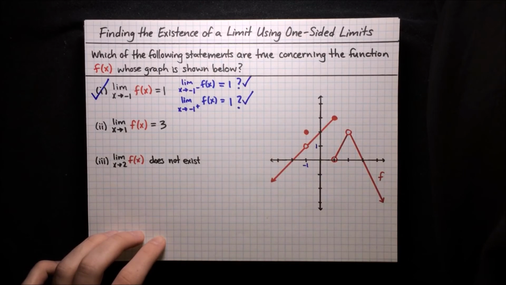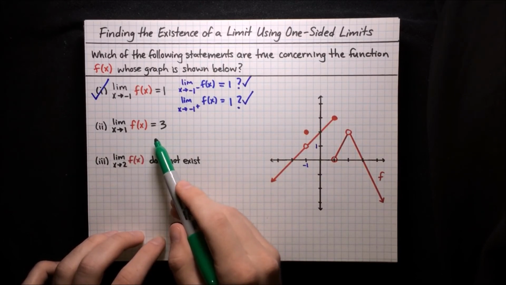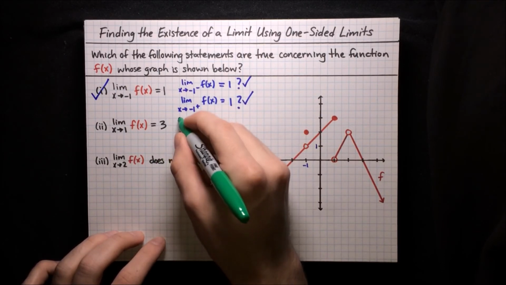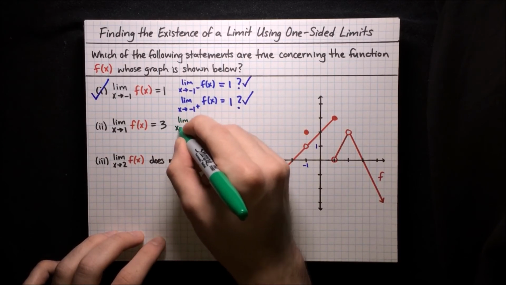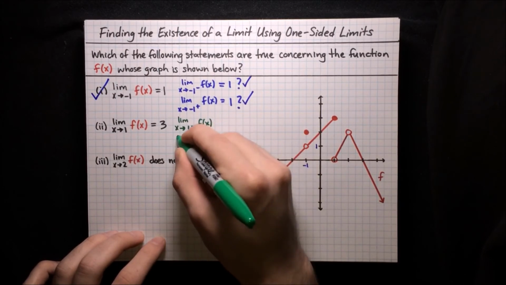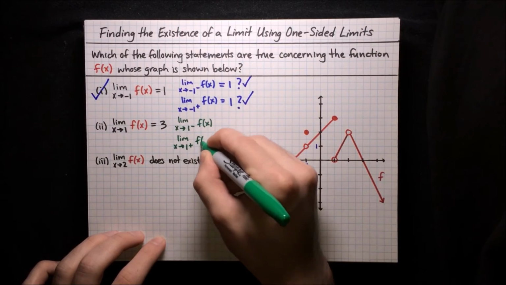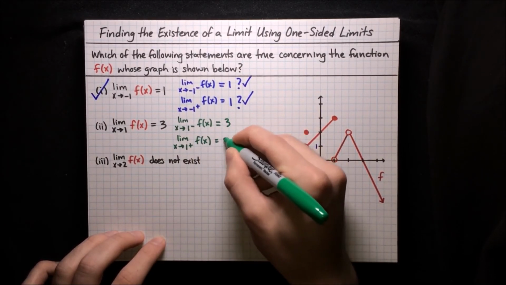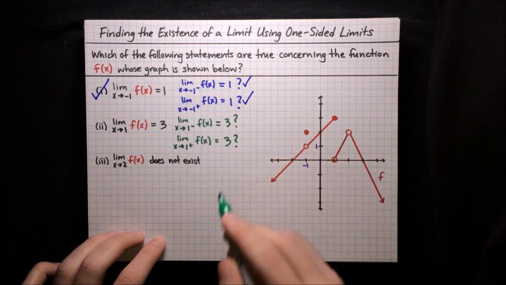Alright, next up, statement 2, the limit as x approaches 1 of f of x equals 3. What do we have to check without even looking at the graph yet? Well, we have to check that the left and right limits exist and are equal. So we have to check that the limit as x approaches 1 from the negative side and the limit as x approaches 1 from the positive side of f of x both exist and are equal to 3. So again, we'll use question marks because we haven't checked this just yet.